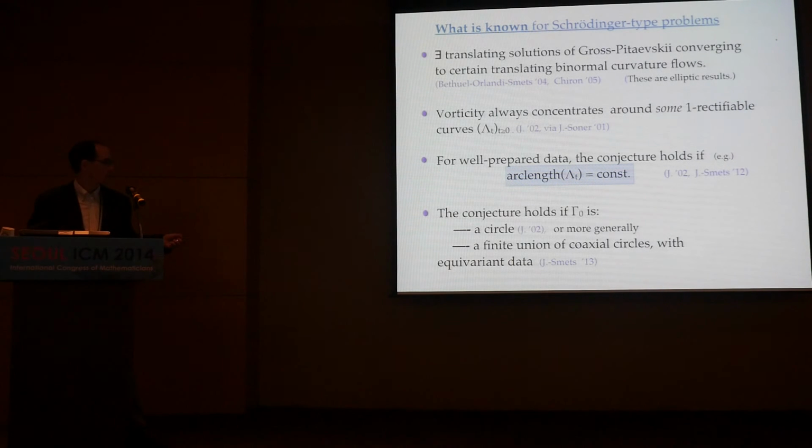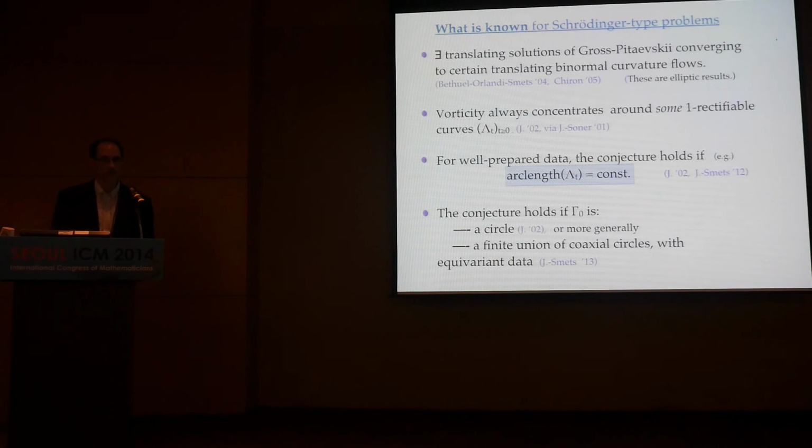Okay, however, the conjecture does hold if gamma naught is a circle, or more generally, a finite union of coaxial circles, in the equivariant case. And so here, I won't say anything about this group, but in this case, we were able to circumvent some of the obstacles I briefly alluded to up here.